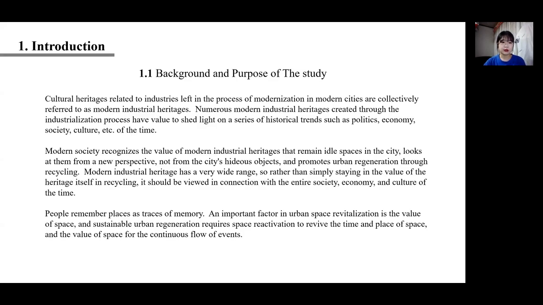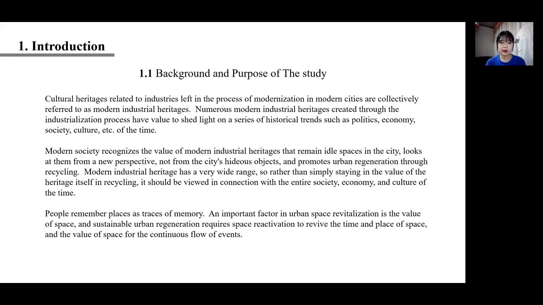Cultural heritages related to industries left in the process of modernization in modern cities are collectively referred to as modern industrial heritages. Numerous modern industrial heritages created through the industrialization process have value to shed light on a series of historical trends such as politics, economy, society, culture of the time.